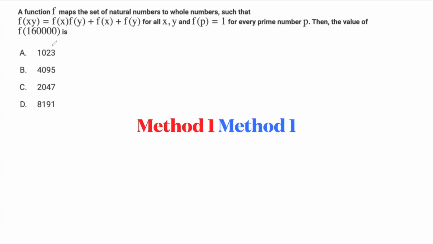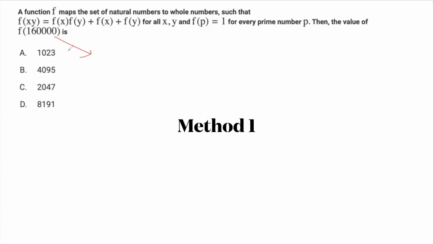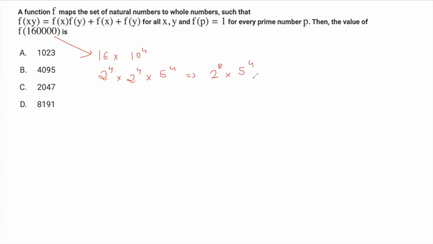So let's look at the first approach of solving this question, guys. We want to find f(160000). Let's split this as 16 into 10^4. Now, 16 is also 2^4, and 10^4 can be further factorized as 2^4 into 5^4, right? So technically, this entire number can be written as 2^8 into 5^4.